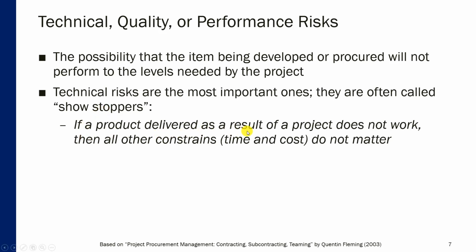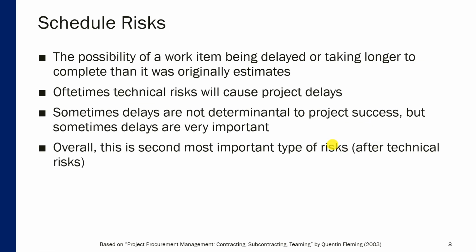If a product delivered as a result of a project does not work as expected by customers, then all other constraints, meaning how much time or money you have spent, do not matter. Because at the end of the day, time and money are resources that are spent on developing something of value to an organization or to specific customers. If that doesn't happen, then it doesn't matter how much time or money you spend on the product or service that you deliver as a result of your project.